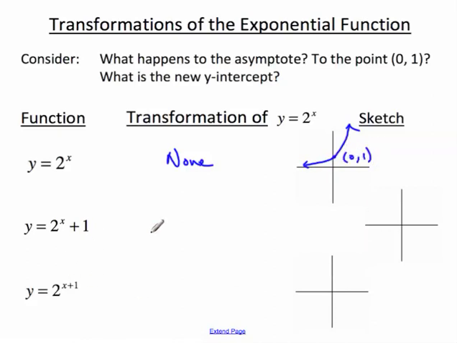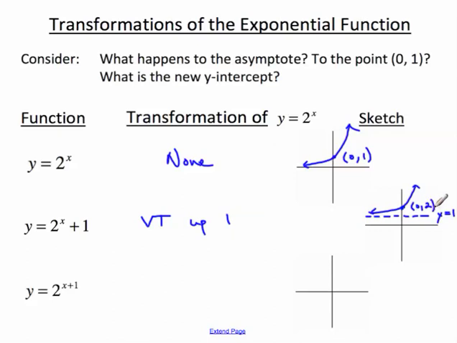Now, if we add 1 to the end of it, we know that that is going to be a vertical translation. I'm going to abbreviate that vertical translation, VT, up by 1 unit. So that means that our horizontal asymptote, which was y is equal to 0, is now going to be y is equal to 1. And because the whole curve moves up, the point 0, 1 is also going to move up to the point 0, 2.